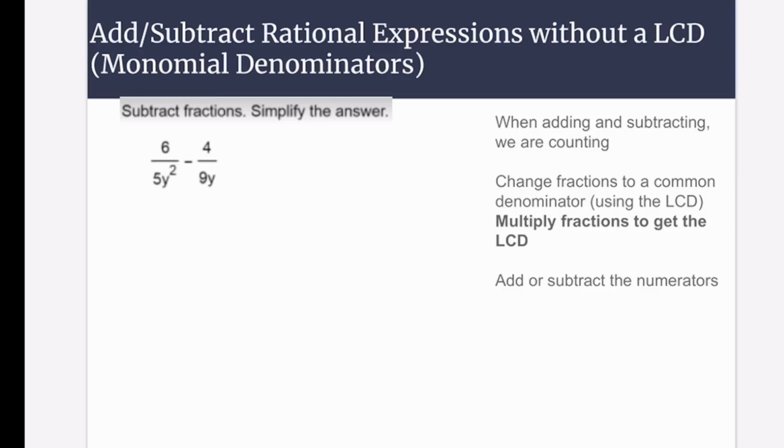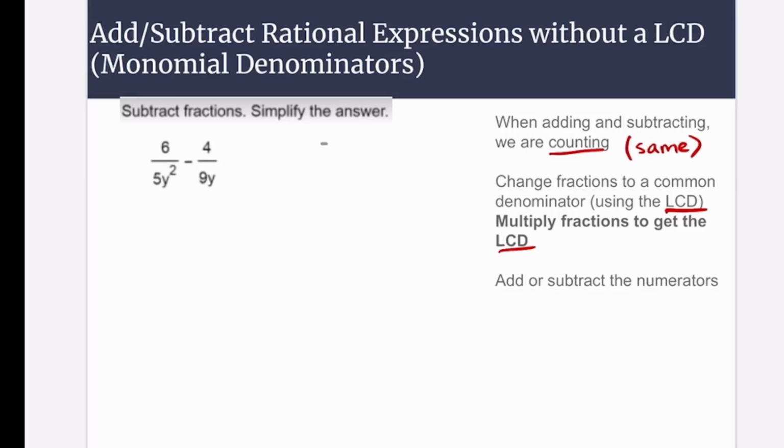So now we're going to look at this example where we do not have a least common denominator. Our denominators are still monomials. We still have two pieces. So again, we're adding or subtracting, so we're counting. We need these denominators to be the same, and right now they're not. So to get a common denominator, you need to find the LCD.